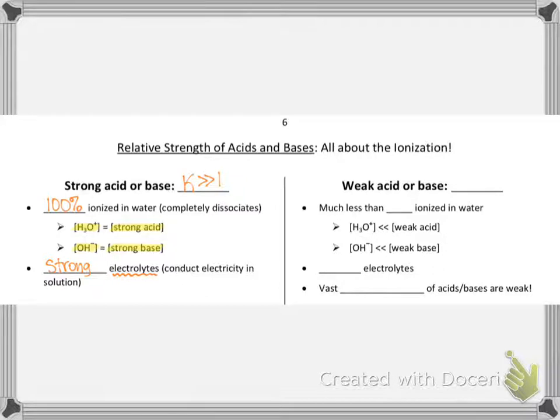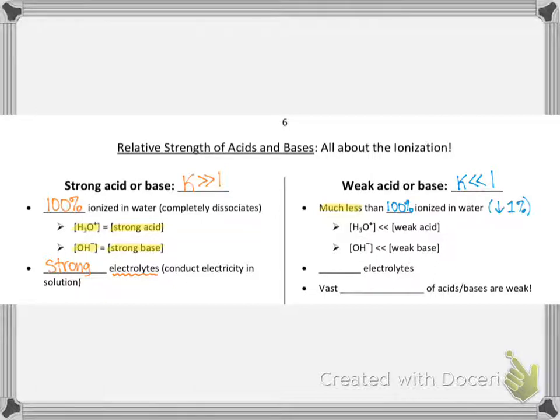Weak acids or bases, you have probably guessed, must be not product favored. They're reactant favored. Their K value is much, much less than 1, which means they are much less than 100% ionized in water. In fact, usually less than 1% of them will ionize when put into water.